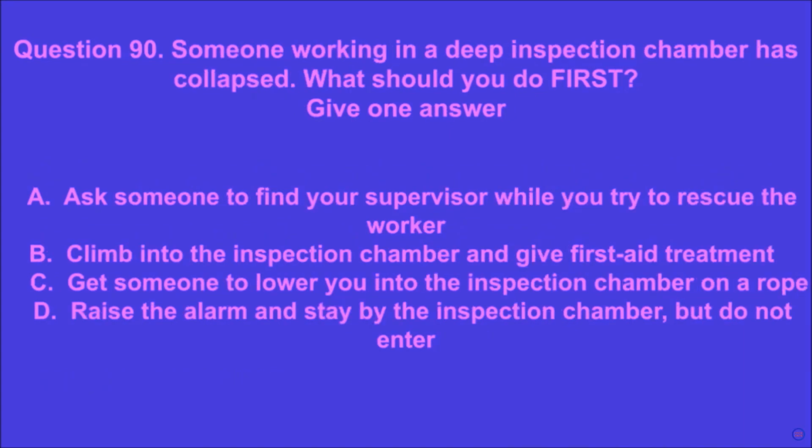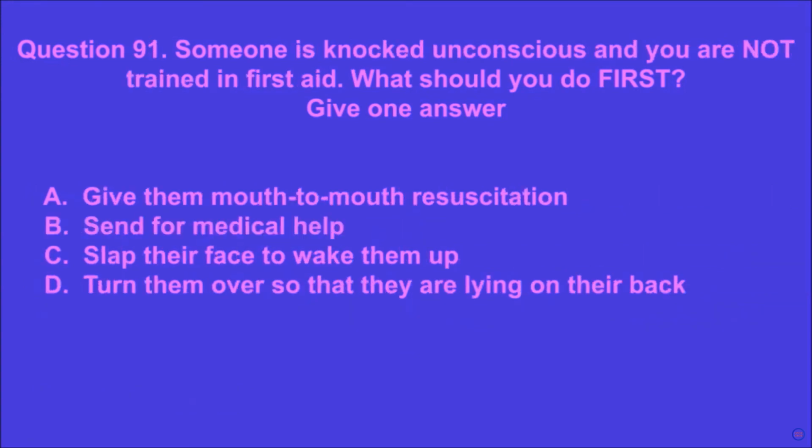Question 90. Someone working in a deep inspection chamber has collapsed. What should you do first? Give 1 answer. A. Ask someone to find your supervisor while you try to rescue the worker. B. Climb into the inspection chamber and give first aid treatment. C. Get someone to lower you into the inspection chamber on a rope. D. Raise the alarm and stay by the inspection chamber, but do not enter. Correct answer is D.